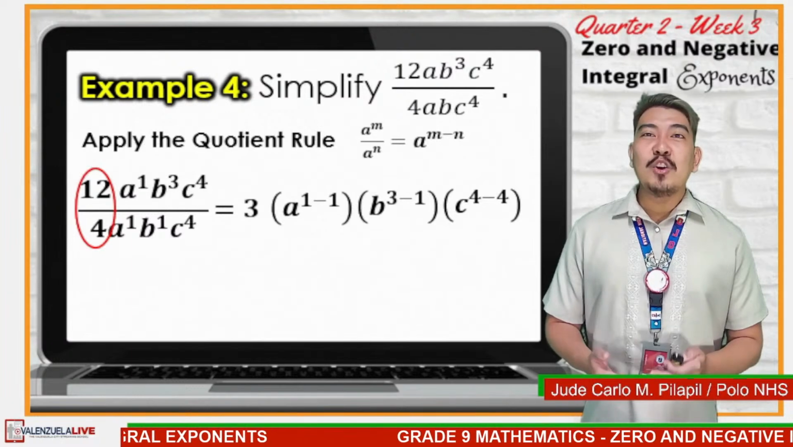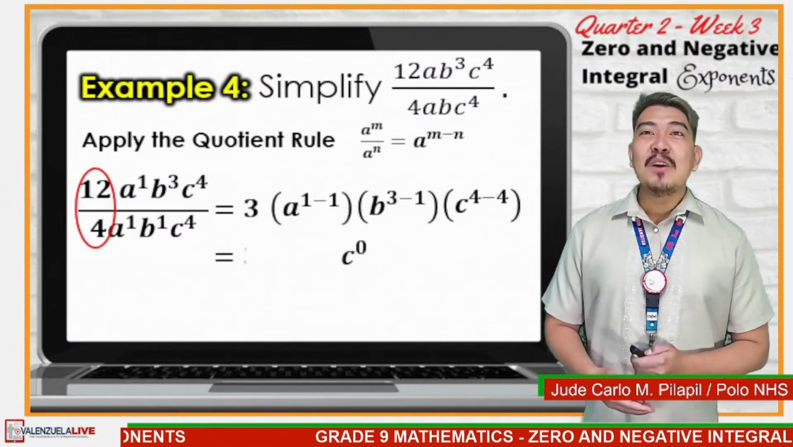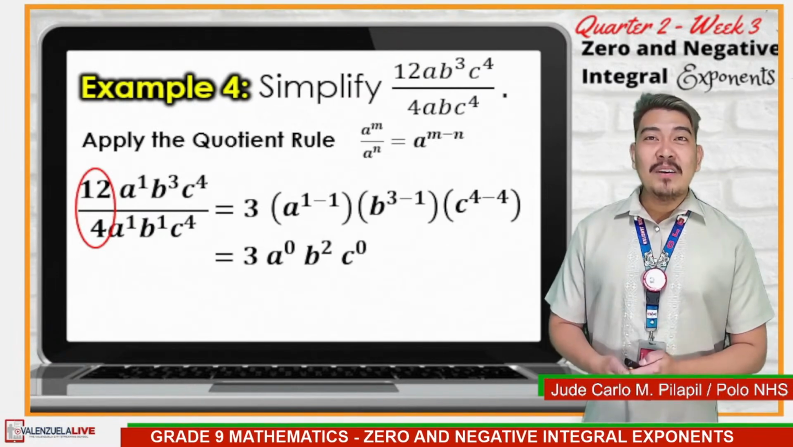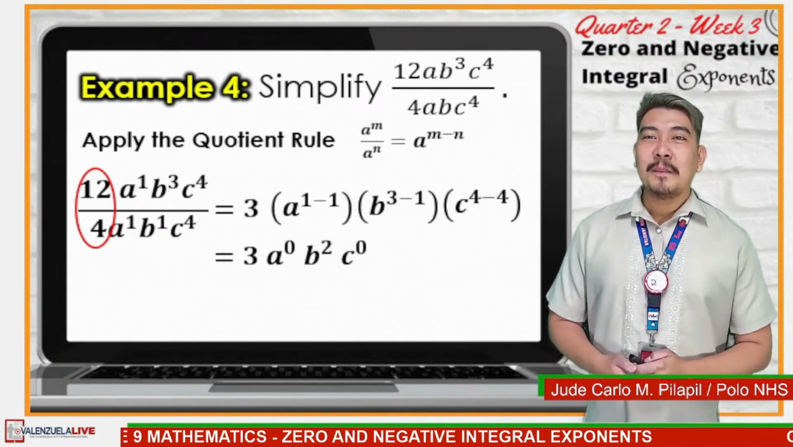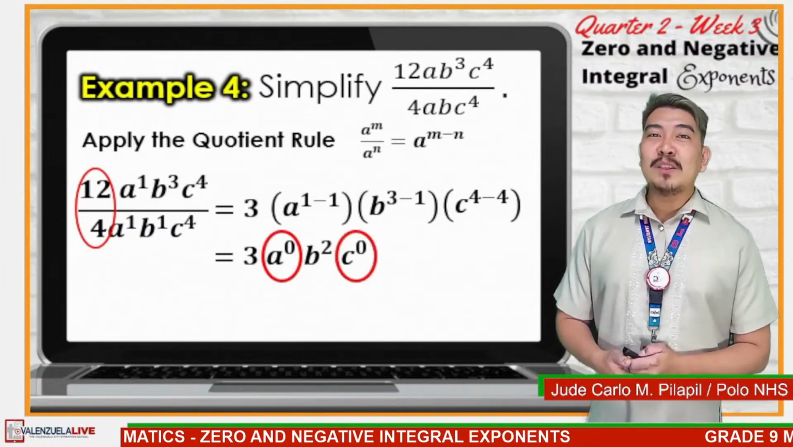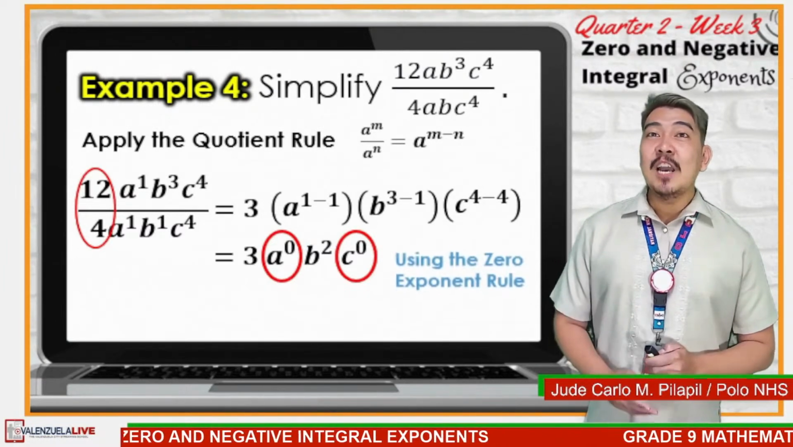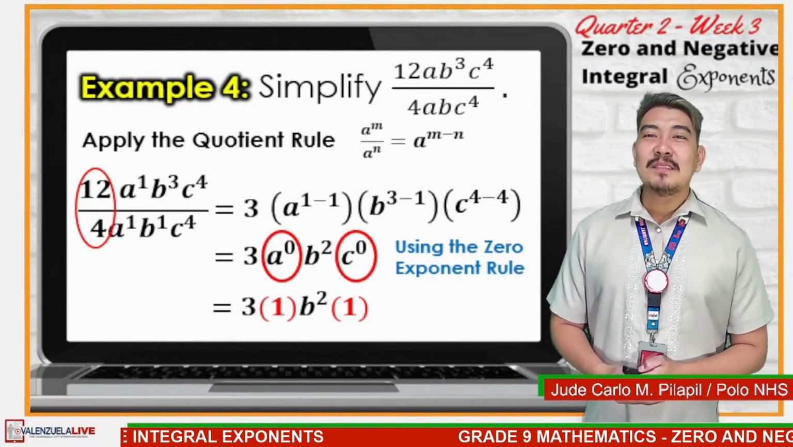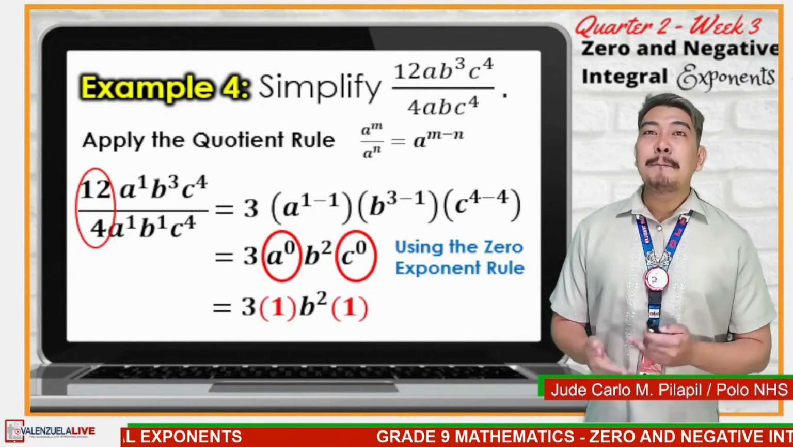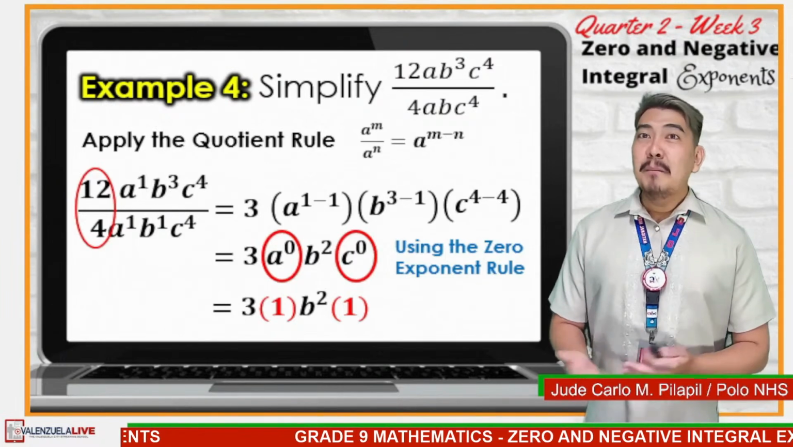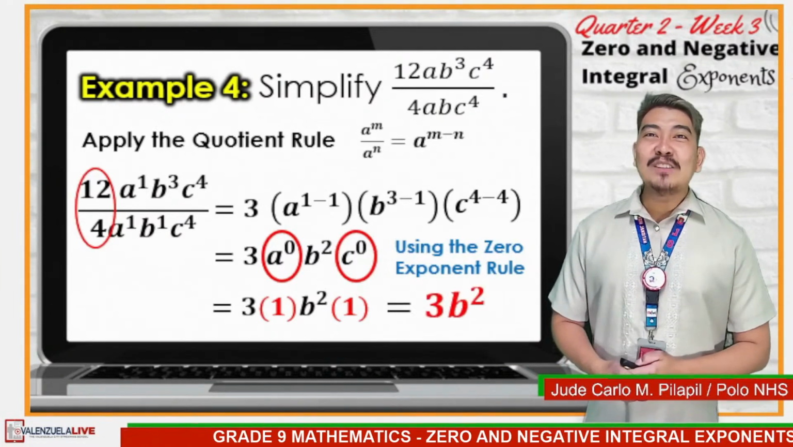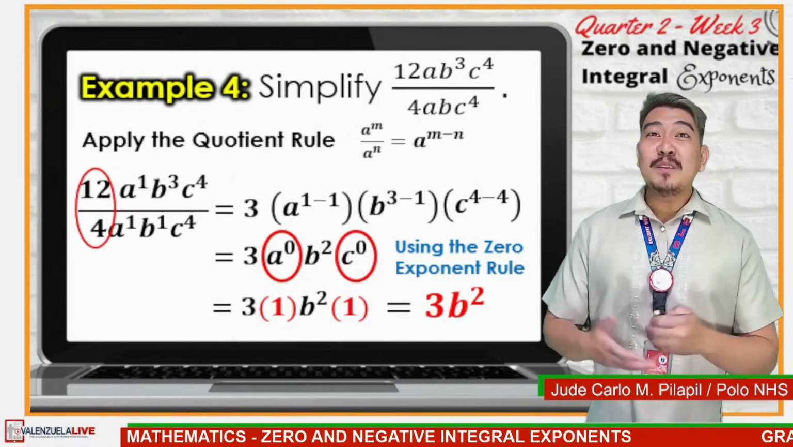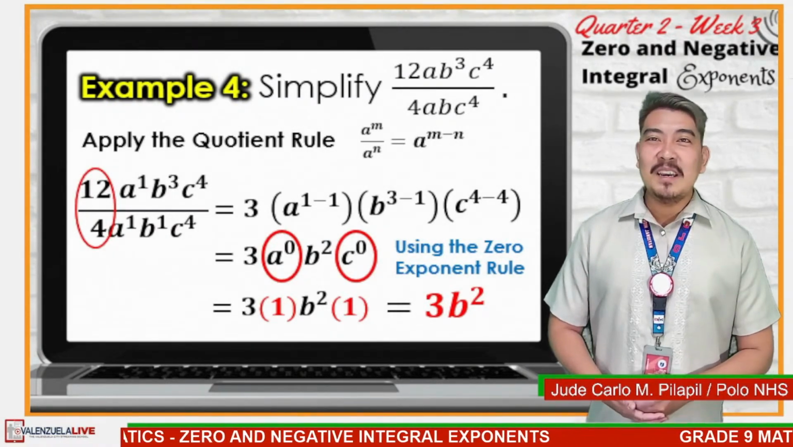Now, if we subtract the exponents, we have 3a raised to 0, b squared, c raised to 0. We use the zero exponent rule since a and c are raised to 0. Then, it will be 3 times 1, b squared times 1. By multiplication, the answer is 3b squared. I hope that you can still follow our lesson for today.